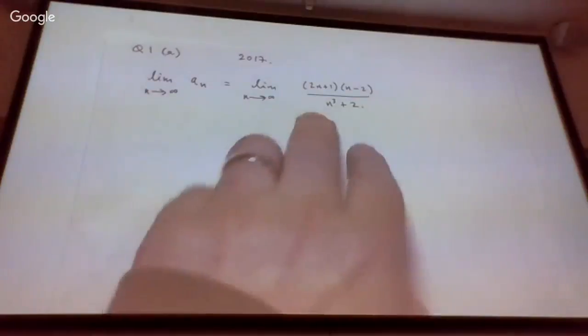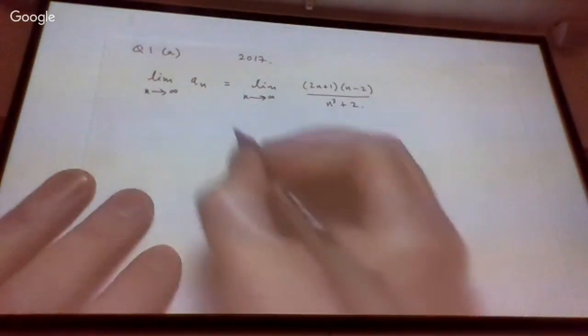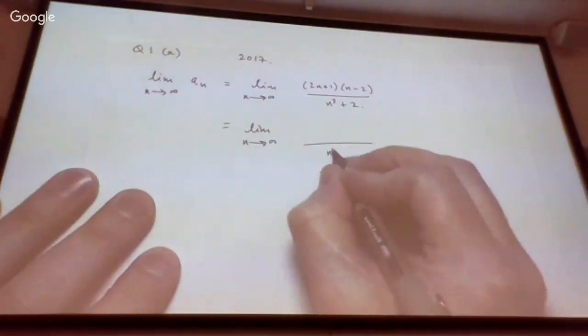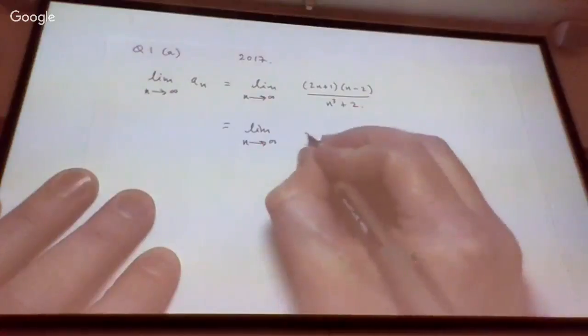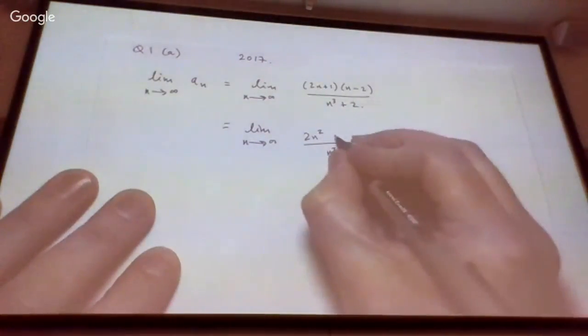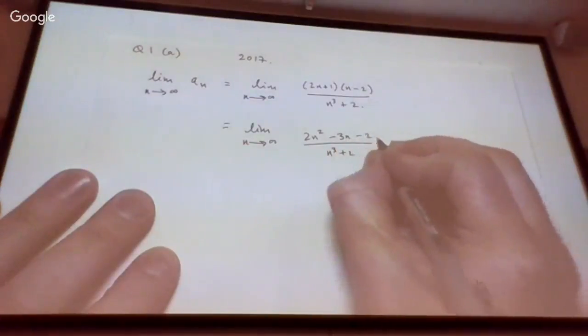So we see here a quotient of things. So we'd like to use the quotient part of this. We can maybe multiply out the numerator just to see what's going on. So this is 2n squared, minus 3n, minus 2.